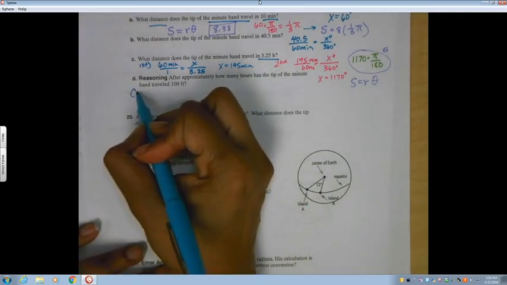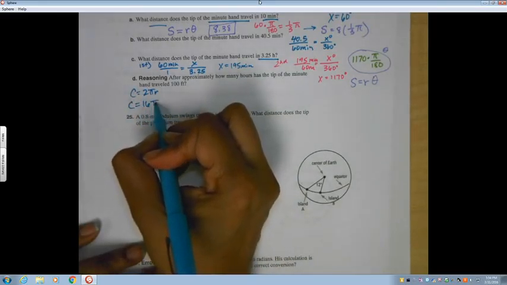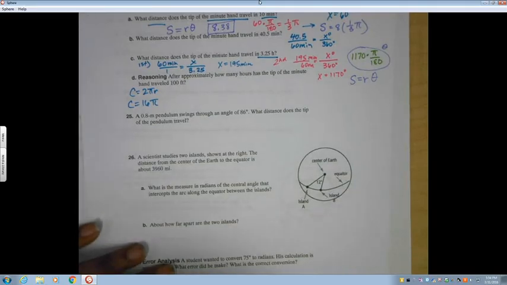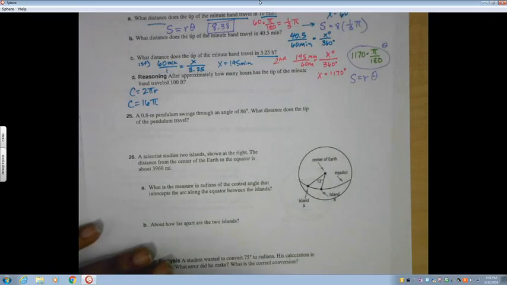This next one, because we're trying to figure out, I believe, the minute hand traveled approximately how many hours that is. Okay, there's no real conversion here. We're just using what we know about a circle. So we know that a circle's circumference is 2 pi r. Our radius is 8, so our circumference is 16 pi. We know that it is traveling 100 feet, so we're trying to figure out what part of the circle that is in regards to the circumference.